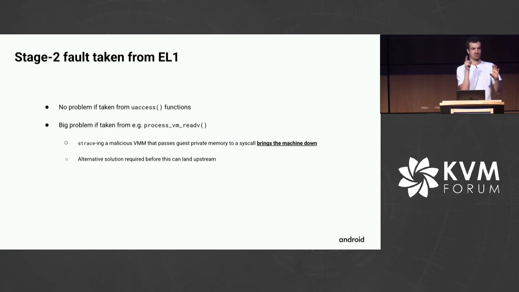But if you take the same example and have a process strace this malicious VMM, then the strace process will try to inspect whatever memory is being passed to the system call, and it will do that using, I have an example here, the process_vm_readv syscall, which will do get_user_pages_remote, if our memory is correct, and then access those pages through the linear map. In that case, the hypervisor will say, okay, you can't access those pages, and re-enter the kernel, but we're not in a position to actually handle the fault. It will just have to bring the machine down.